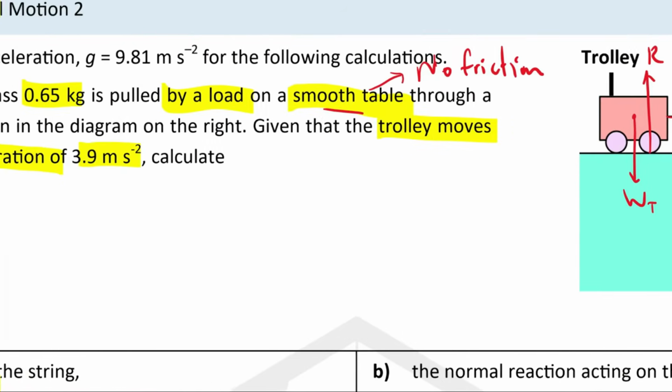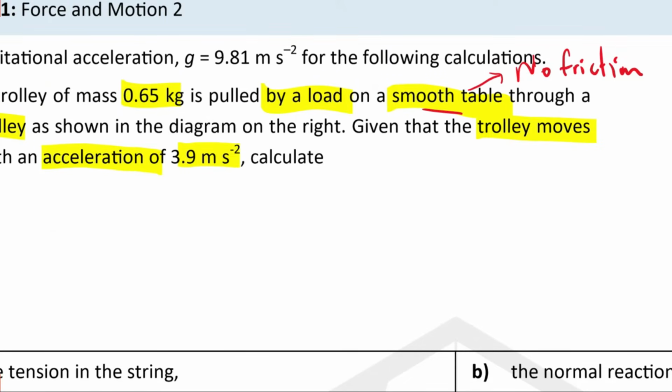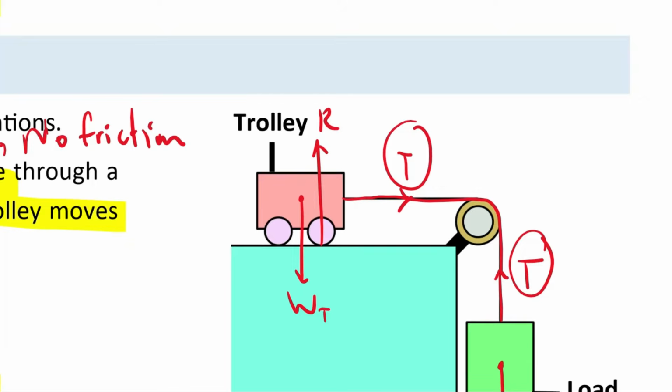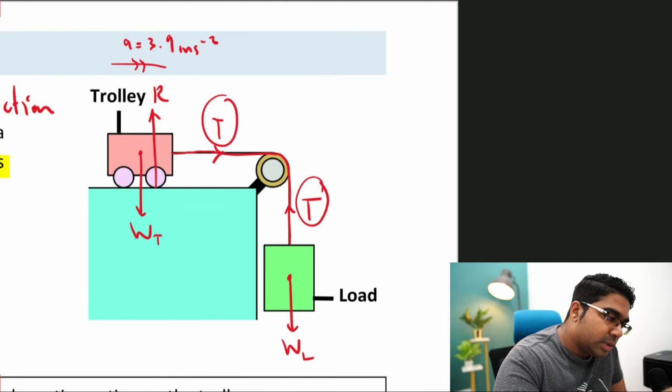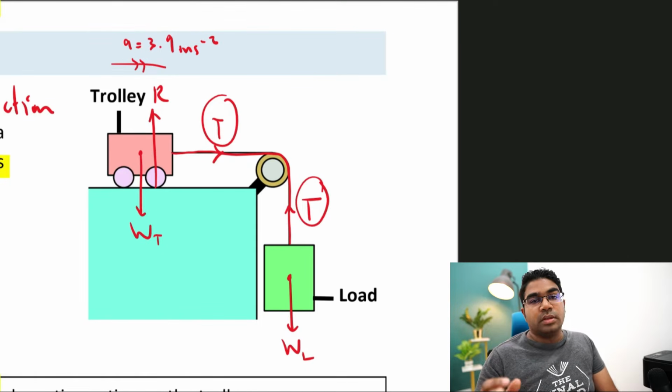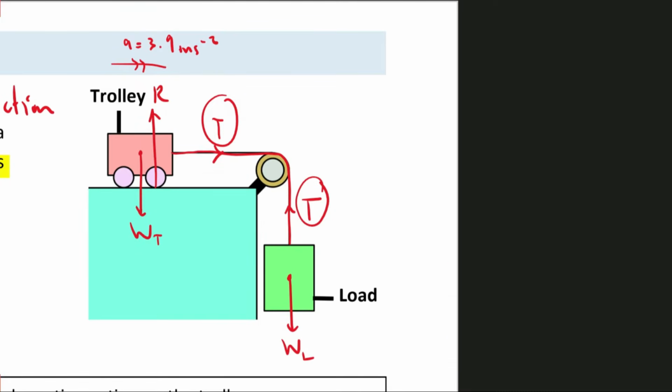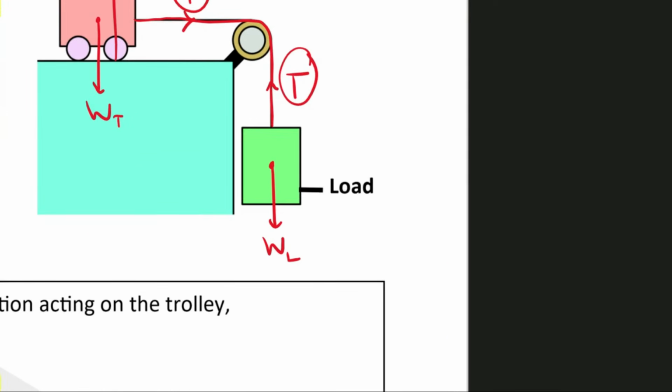The question also gives us the fact that the trolley is accelerating at 3.9 meters per second squared. And so there's only one direction for the trolley to move, and that's this way. The acceleration is 3.9 meters per second squared. What about the movement of the load? Since they are both connected by a string, the movement of the load must of course be identical to the movement of the trolley, and therefore the load is also accelerating at 3.9 meters per second squared. But of course the direction of acceleration for the load is downwards.